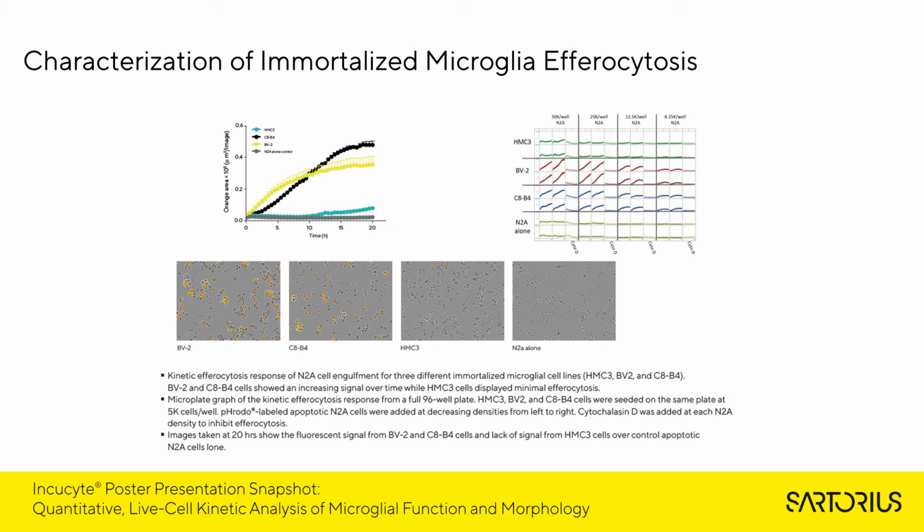Images taken at 20 hours, which are in the bottom left, show the fluorescent signal from these BV2 and C8B4 cells and the lack of signal from HMC3 cells over control apoptotic neuro 2A cells alone. So here we're seeing that not only are we quantifying this by looking at the orange fluorescent area, but we're also able to look at these images and visually confirm that yes, we are seeing efferocytosis from the BV2 and C8B4 cells, and visually we can see that orange fluorescence. In the HMC3 cells, you're seeing very little fluorescence compared to that image of the neuro 2A cells alone.